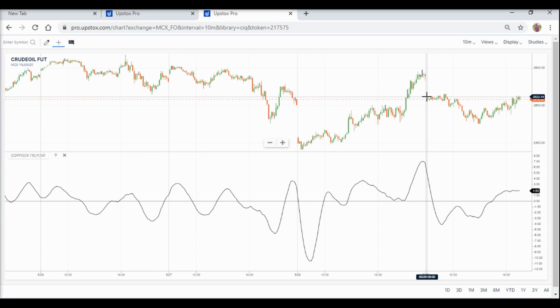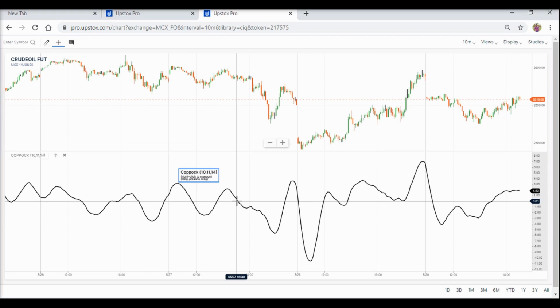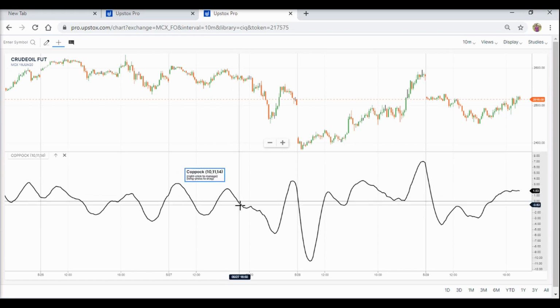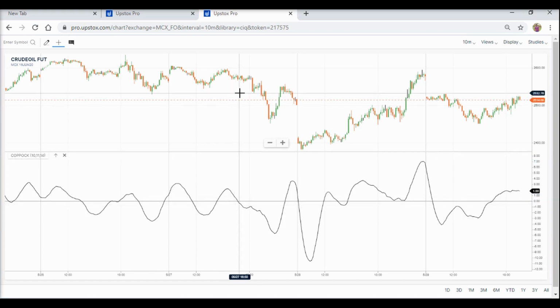2491, some 30 to 40 points you're able to score here. And also for the short position, see this one. Here you can go for a short position below zero. When it goes below zero, you can go for a short position.